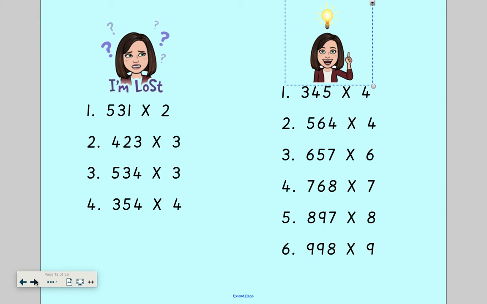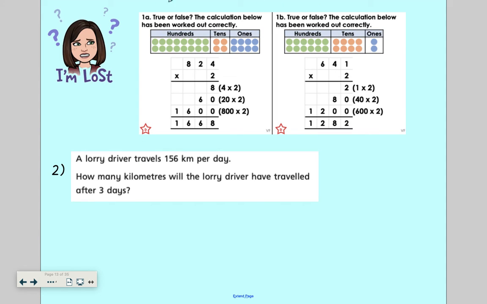So if you're on the I'm lost one, you've got true or false questions to start with first. And this one's set out in a little bit of a longer formal method. Okay? It's just exactly the same. So you're going to tell me if it's true or false. I'm going to go through 1A with you, and then you're going to do 1B by yourself. So 1A says that 4 times 2 is 8, which we would agree with, so we can tick that one.